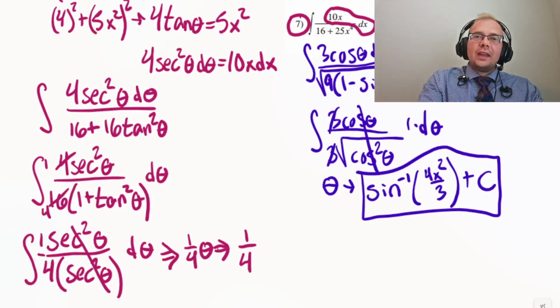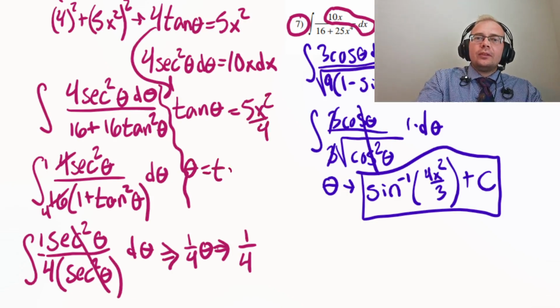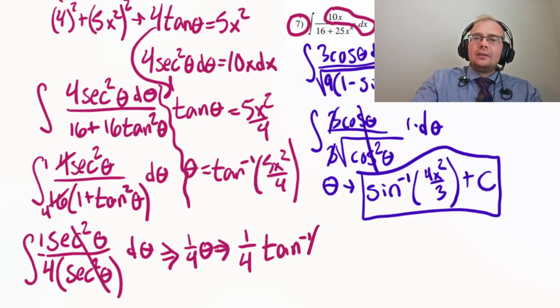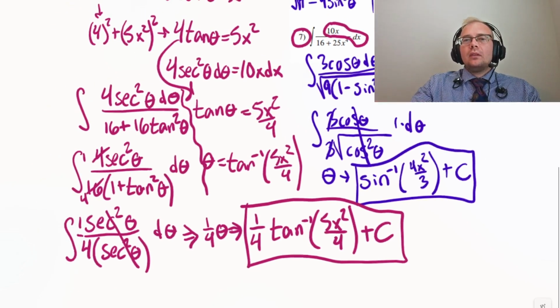So we would want to solve for theta again, just like we did before. 4 tan theta is equal to 5x squared. So that means that tan theta would be equal to 5x squared over 4, which means that theta would be equal to the tangent inverse of 5x squared over 4. So this is going to be 1/4 tan inverse, or arctan, either way actually. You can write arctan in place of it. It's literally the same thing. Plus a constant, and then we are done with that one. Okay. So there's all of that.